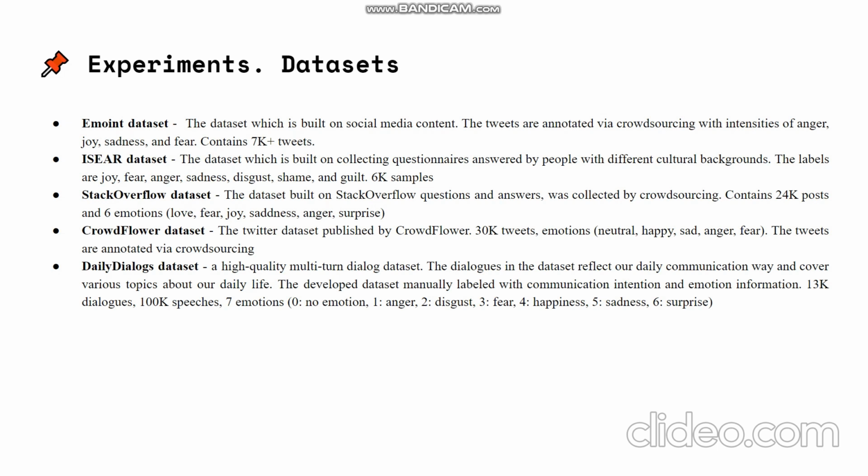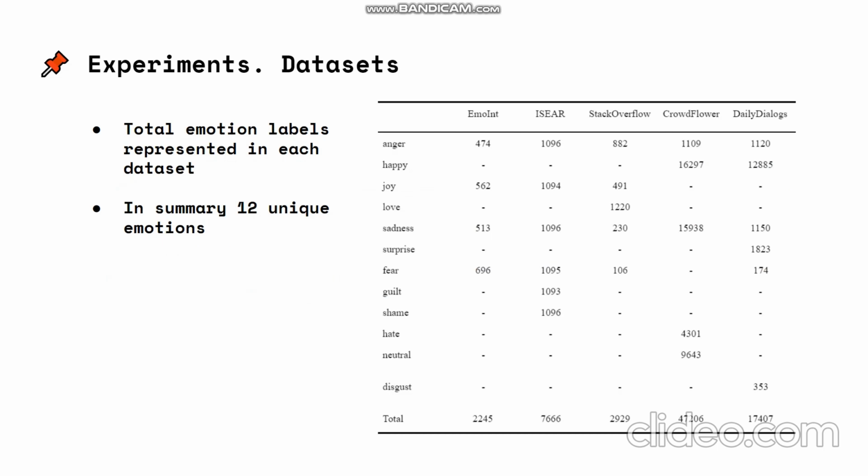The last one is the Daily Dialogues dataset, a high quality multi-turn dialogue dataset. The dialogues in the dataset reflect our daily communication way, and there are more than 30,000 dialogues. Each dialogue was split by speeches, and in total we have 100,000 speeches, and each speech is labeled with 7 emotions. So we have 5 datasets and 12 unique emotions in summary.